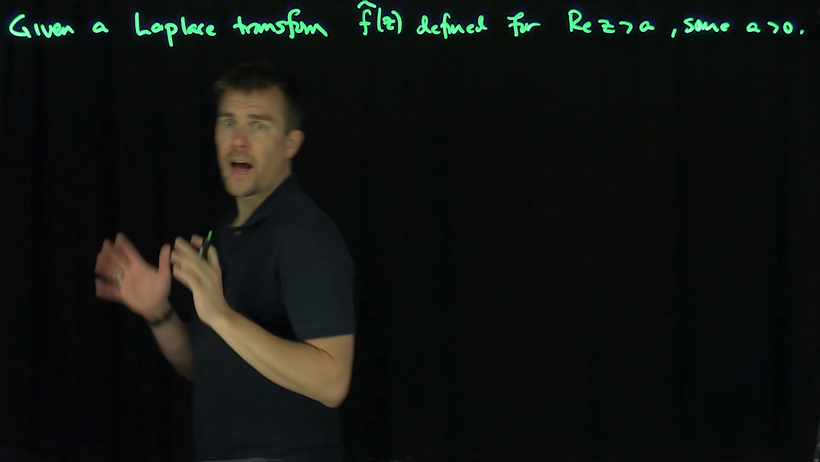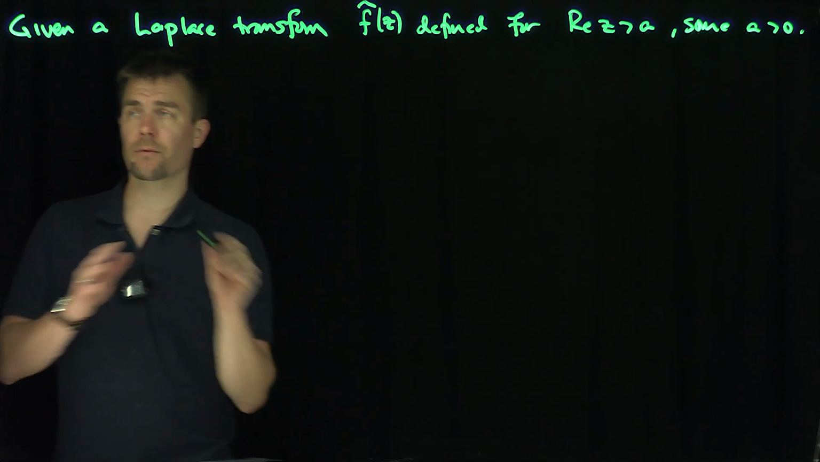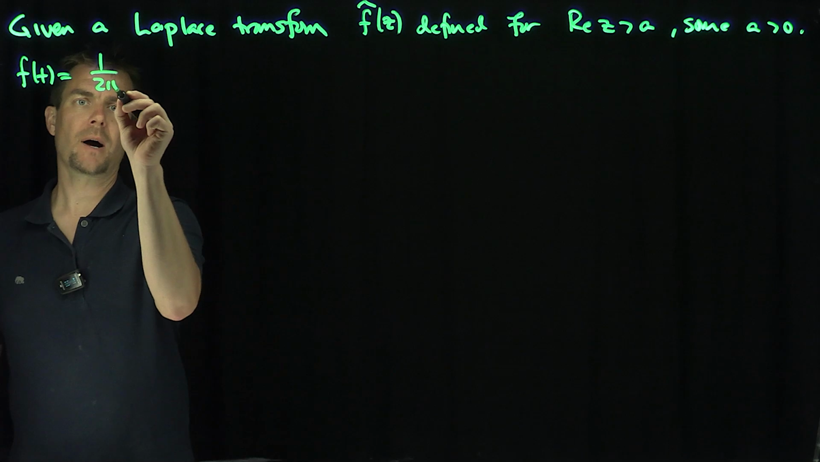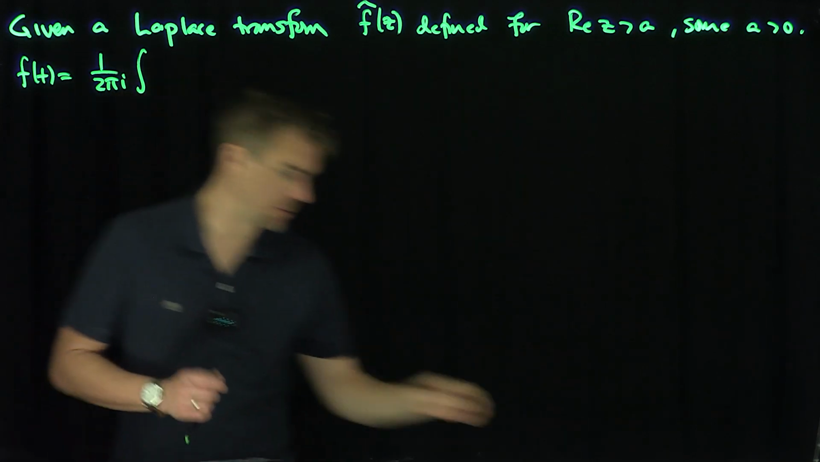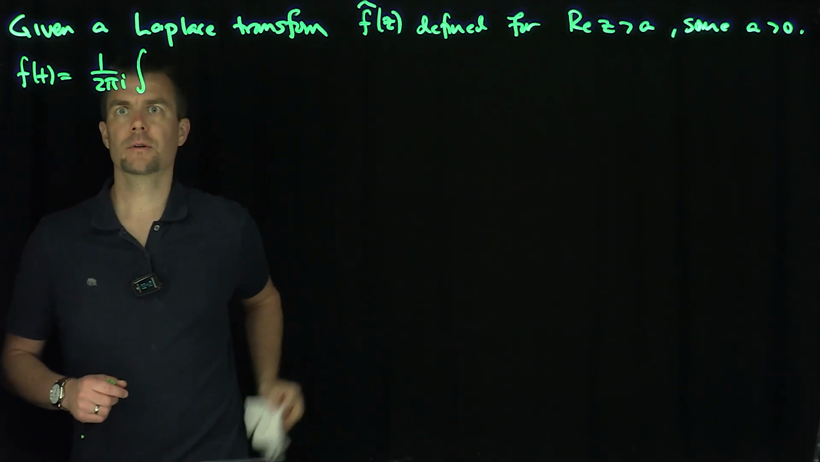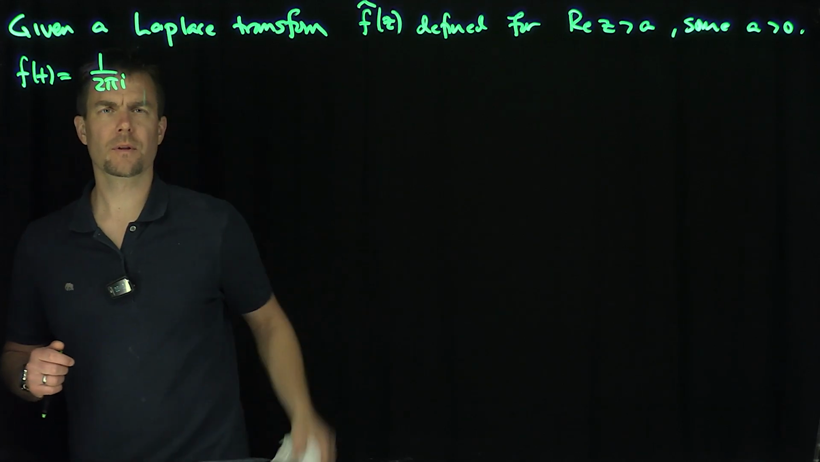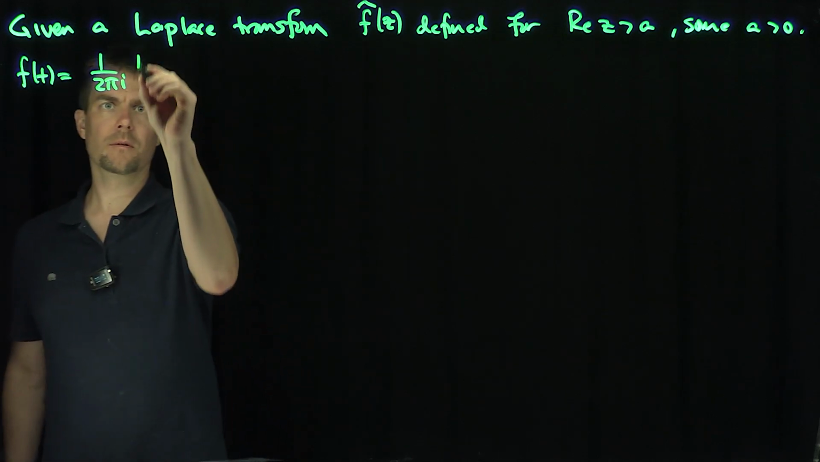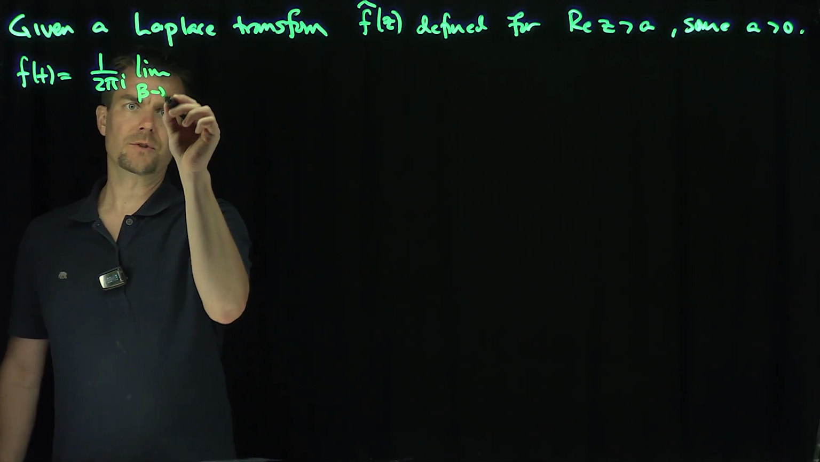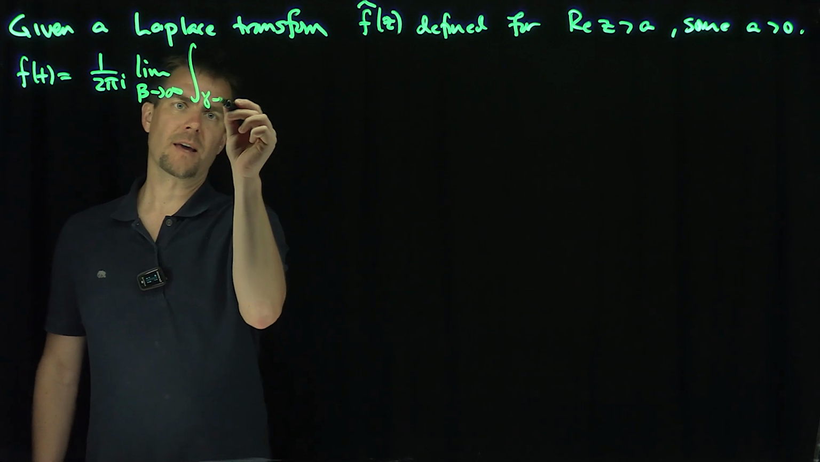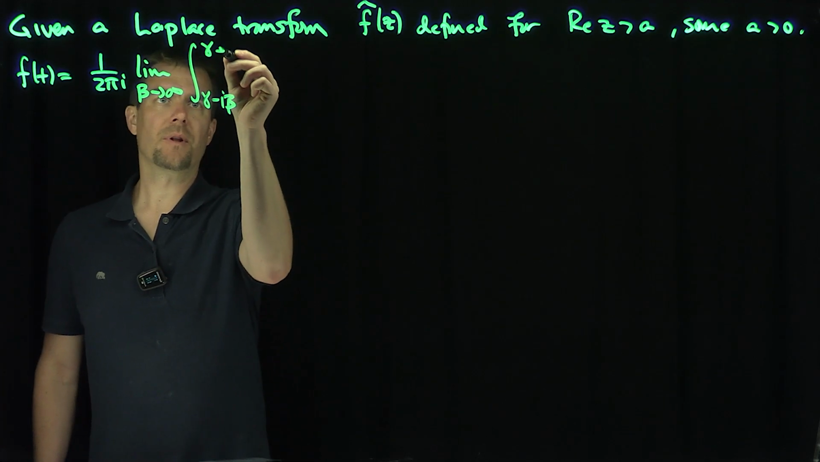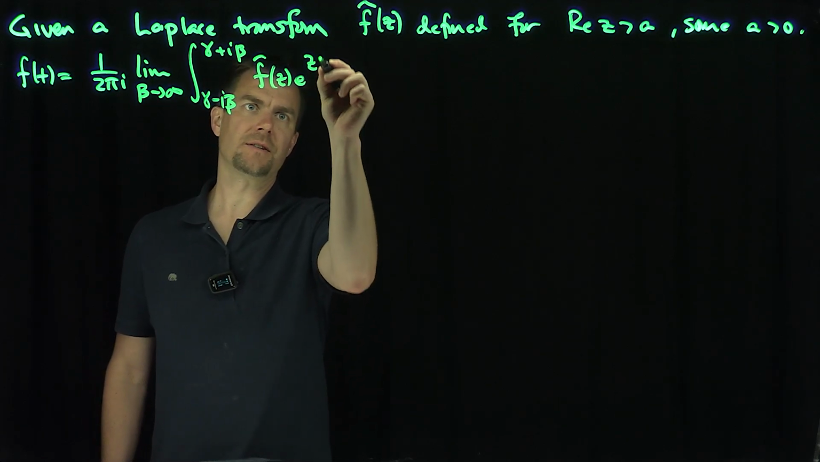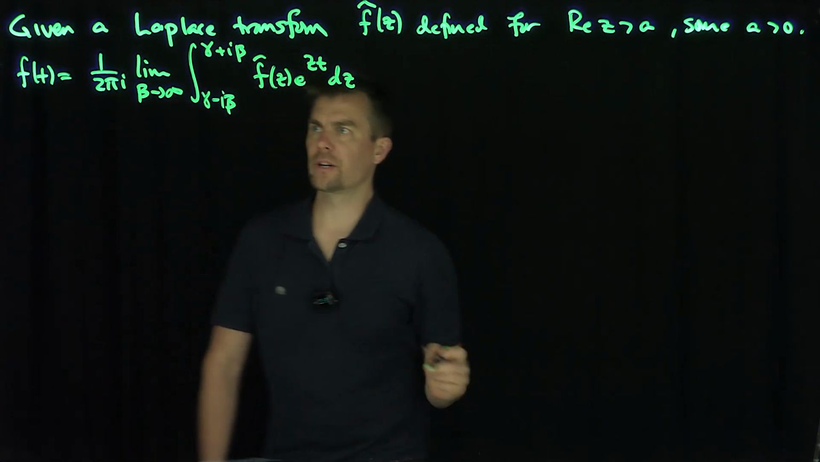Then I can recover f itself by the Bromwich inversion formula. So f of t is 1 over 2 pi i, the integral. Let's take the limit first, the limit as beta goes to infinity, the integral from gamma minus i beta to gamma plus i beta of f tilde of z e to the zt dz. That's our Bromwich inversion formula.